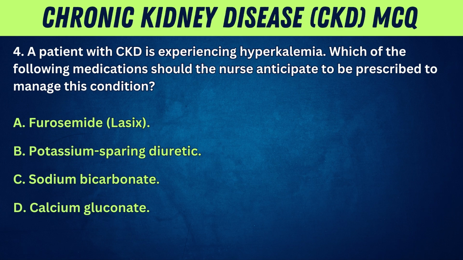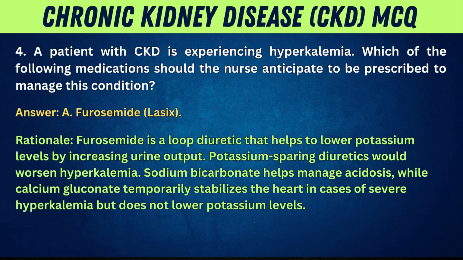4. A patient with CKD is experiencing hyperkalemia. Which of the following medications should the nurse anticipate to be prescribed to manage this condition? A. Furosemide, Lasix. B. Potassium-sparing diuretic. C. Sodium bicarbonate. D. Calcium gluconate. Answer: A. Furosemide, Lasix. Rationale: furosemide is a loop diuretic that helps to lower potassium levels by increasing urine output. Potassium-sparing diuretics would worsen hyperkalemia. Sodium bicarbonate helps manage acidosis, while calcium gluconate temporarily stabilizes the heart in cases of severe hyperkalemia but does not lower potassium levels.